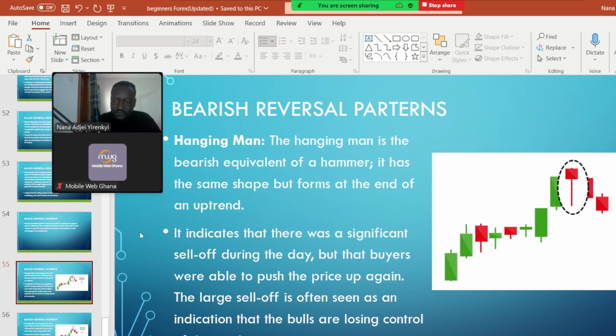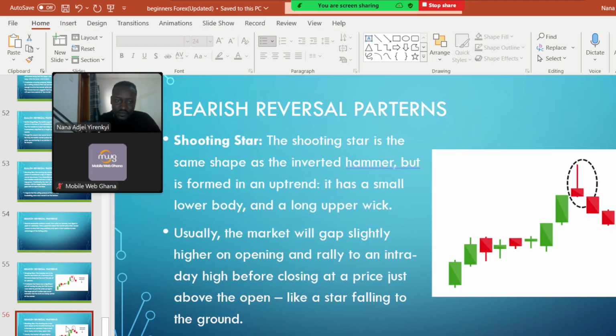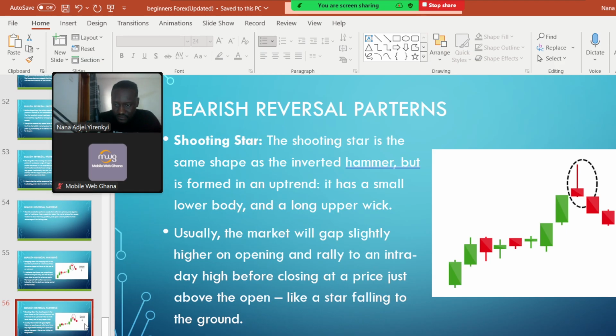So once we have the hanging man, the next one is the inverse hammer, or the bearish inverse hammer, which is called the shooting star. With the hanging man we have the body of the candle at the top, with the shooting star we have the body of the candle below. At any given resistance area, when price forms a shooting star at a resistance area, it is a clear confirmation that price is ready to push to the downside.